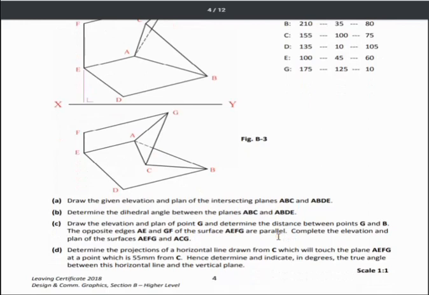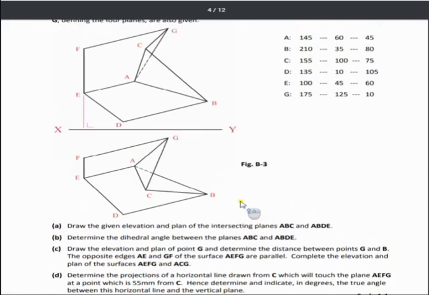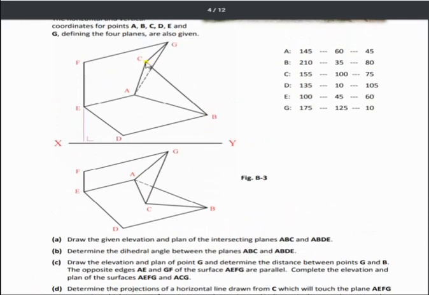Now the final part here is determine the projections of a horizontal line drawn from C which touches the plane AEFG at a point that's 55 away from C. Hence determine, indicating degrees, the true angle between the horizontal line and the vertical plane. Okay, so if we look at that, what we have to do is in elevation they say it's a horizontal line. So it's a horizontal line going from C touching this plane somewhere.